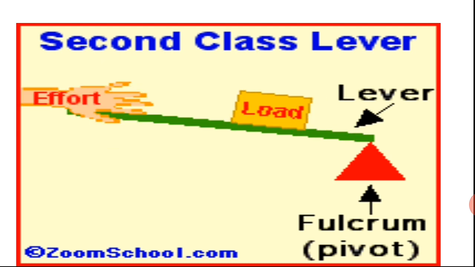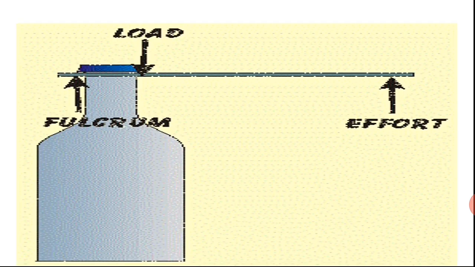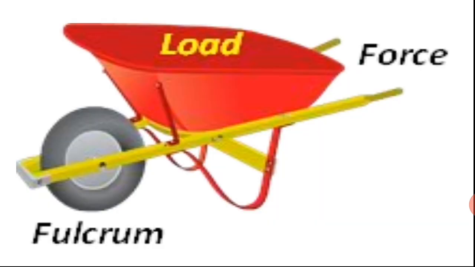Then we have some examples, like this is the bottle opener, which is an example of class 2 lever, and it always acts as force multiplier, whereas class 1 was acting like force and speed multipliers both. The mechanical advantage and velocity ratio of class 2 levers are always more than 1. This is an example of wheelbarrow as class 2 lever. You can see that load is in between and fulcrum and effort are somewhere else.